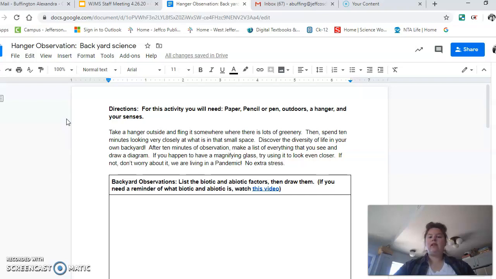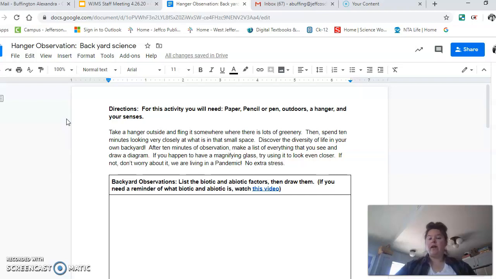For this activity, you're going to need a hanger, like the kind of hanger that you hang up your clothes on. And then you're going to need paper and pencil. You're going to need to be able to go outside, and you're going to need your senses. And if you have a magnifying glass, great, use it. If you don't, don't worry about it.